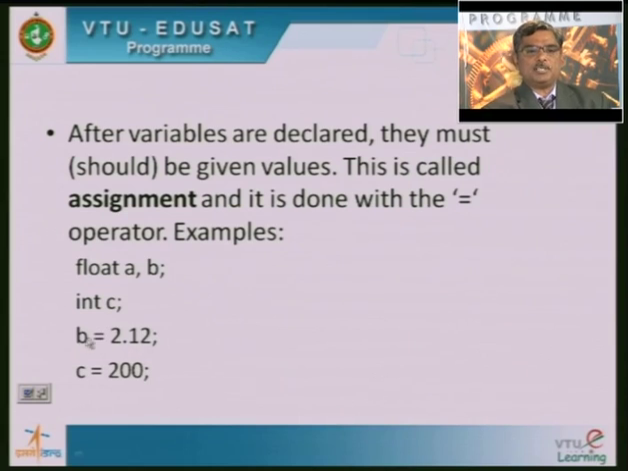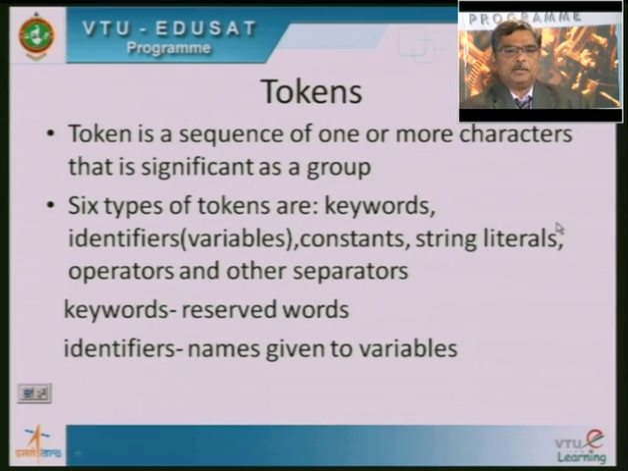So, this is how to assign a variable. B is assigned 2.12 because here B is of type float. C is equal to 200 because C is an integer variable. So, this is how you assign any value to a variable through the assignment operator, that is the equal to sign. You observe some variables, some constants, and some built-in keywords. These are the observations I made in the previous program. Let us understand all these things in a word, token.